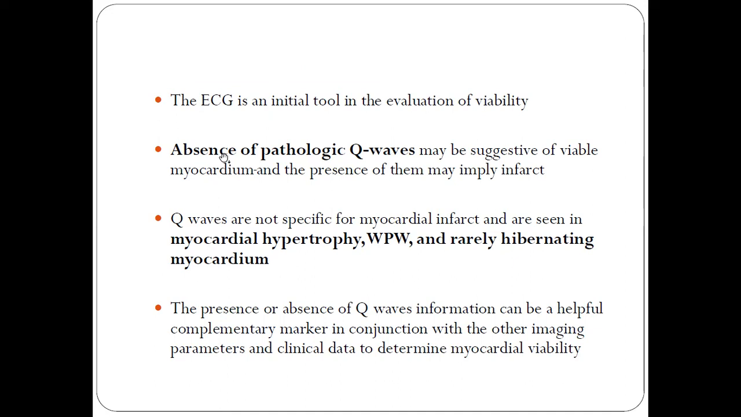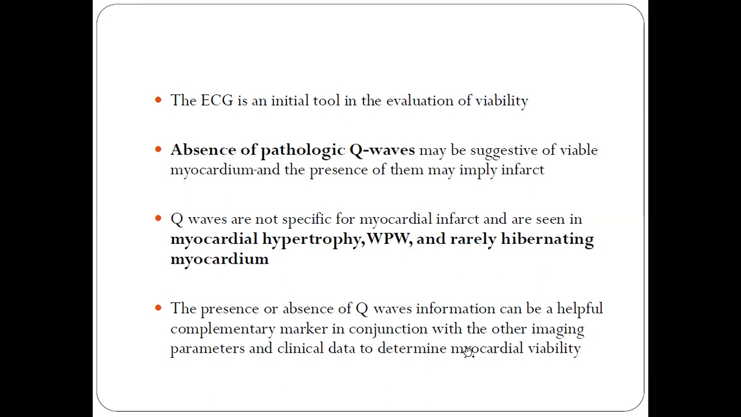Generally, if there is absence of pathological Q waves, that is good. As I said before, a pathological Q wave is one whose depth is more than 2 millimeters; if it is there, it generally means that the tissue is not viable. If there are no pathological Q waves, the tissue is generally viable. But Q waves are not specific because these are found in other conditions as well, like myocardial hypertrophy, WPW syndrome, and rarely hibernating myocardium.